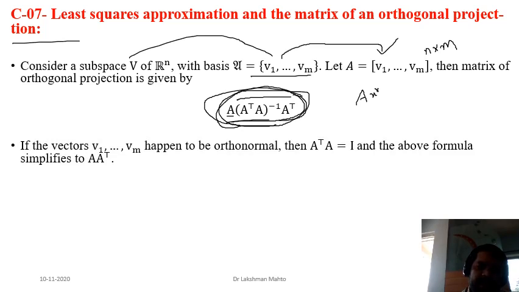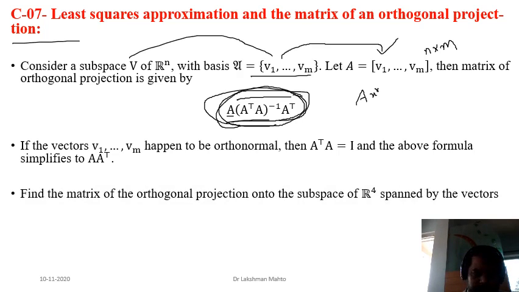If the vectors v1, v2 up to vm, that means the basis elements of the subspace V, happen to be orthonormal, then simply it implies that A transpose A is the identity matrix. Why? Because A would be an orthogonal matrix due to orthonormality of the vi's, and the above formula will simplify to A times A transpose. Same thing we had already discussed in the last lecture.